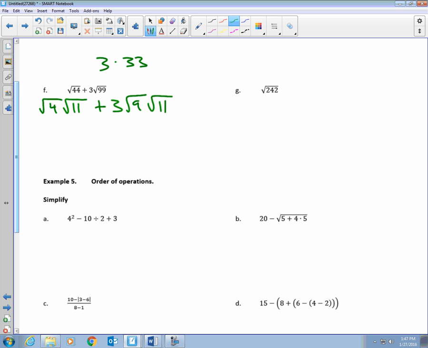So one of them has to be a perfect square. Square root of 4, I have 2 roots of 11 plus square root of 9. 3 times 3 is 9 roots of 11. Can I add them together now? And we get a total of 11 roots of 11.